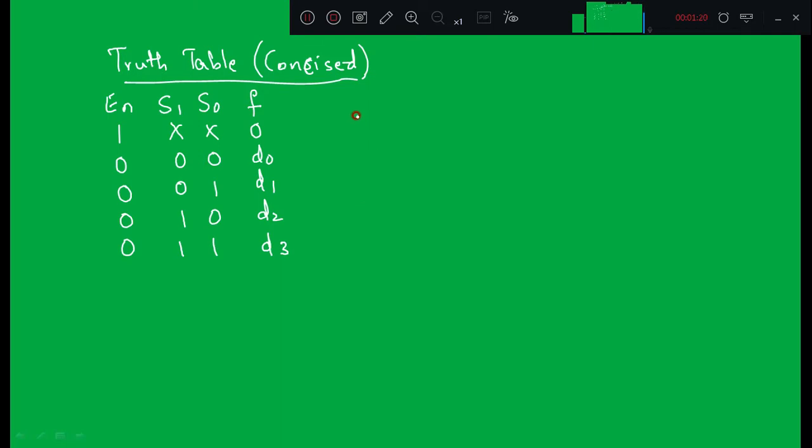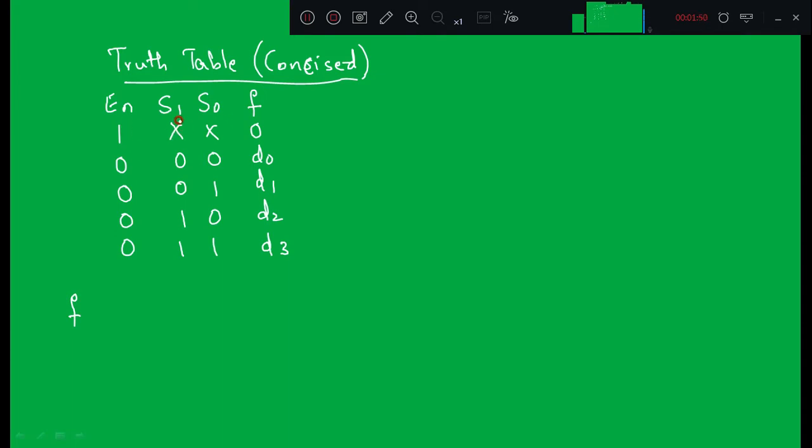So now we need to draw the logic diagram of 4:1 mux. For that logic diagram I need the Boolean expression, right? So we will see how to write a Boolean expression using this truth table. We'll write the Boolean expression first.